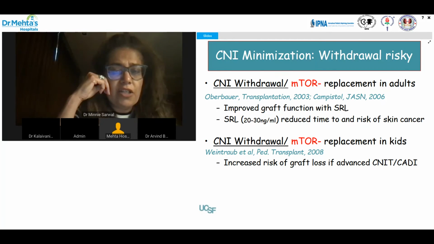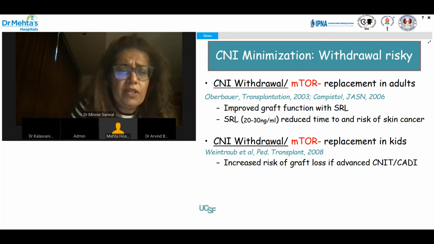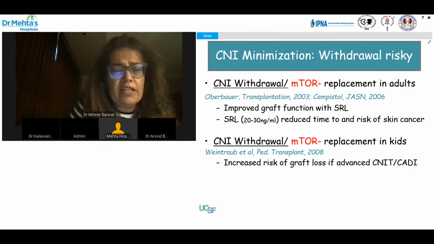CNI minimization and withdrawal is extremely risky. And there could be a point of no return in the allograft. When you have significant interstitial fibrosis and tubular atrophy, it is possible you may also have chronic humoral changes in that graft. At that point, withdrawing of the CNI actually can accelerate graft failure further. So the whole manipulation of the CNI is extremely risky. The one place that CNI minimization or avoidance has been successful is use of belatacept.